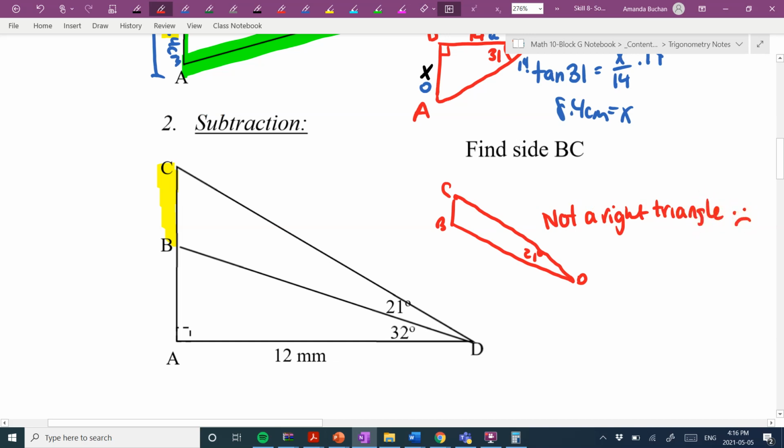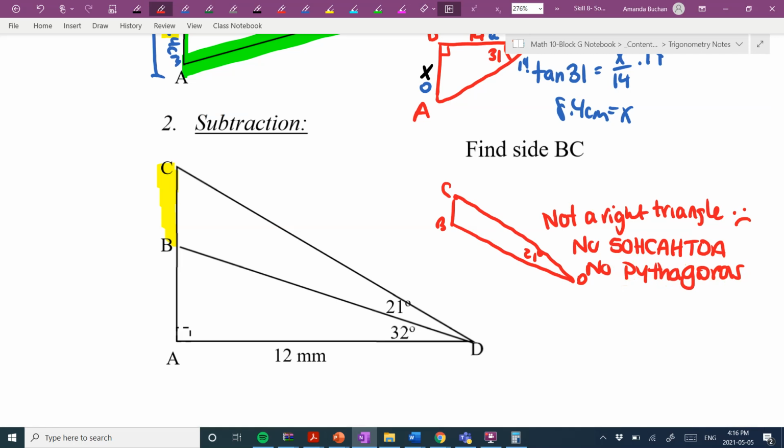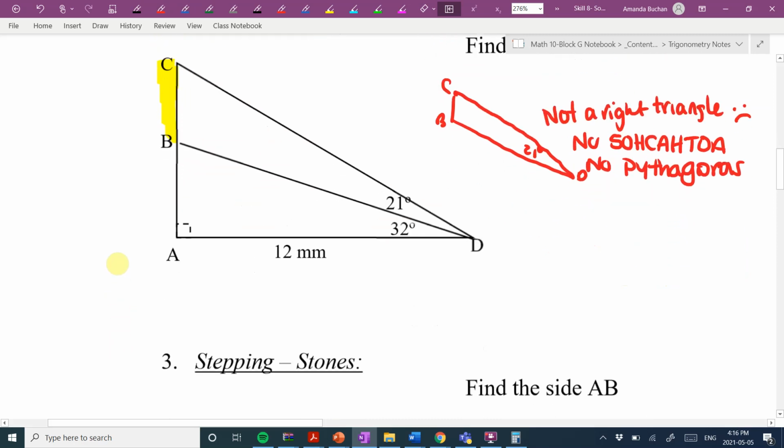Which, if we don't have a right triangle, means no SOHCAHTOA. Right? We can't use SOHCAHTOA, and we can't use Pythagoras. So that means that we're going to have trouble with what we know right now to solve this triangle. So I'm going to need to look at the bigger scenario here. So instead of just looking at CB, we're going to look at this bigger ACD triangle that I have.